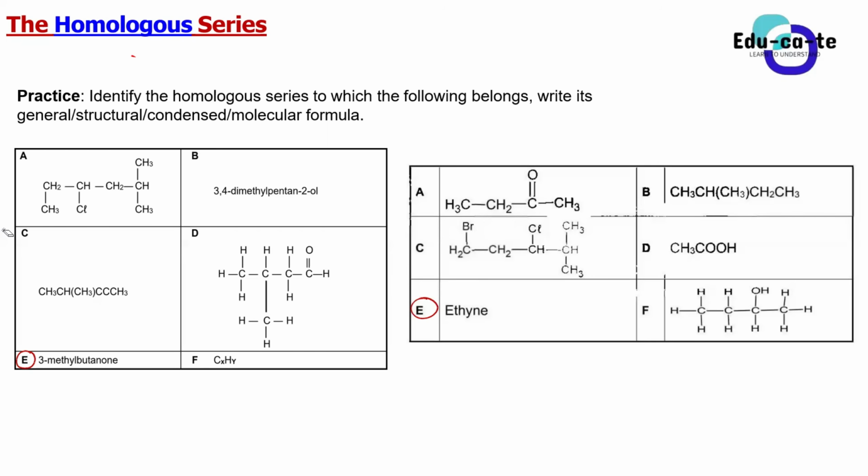All right, I gave you this task and I've edited a bit, and it says that we must identify the homologous series to which each of the following belongs. You must also write the general formula or the structural formula or the condensed or the molecular formula. So we'll see how we'll answer that.